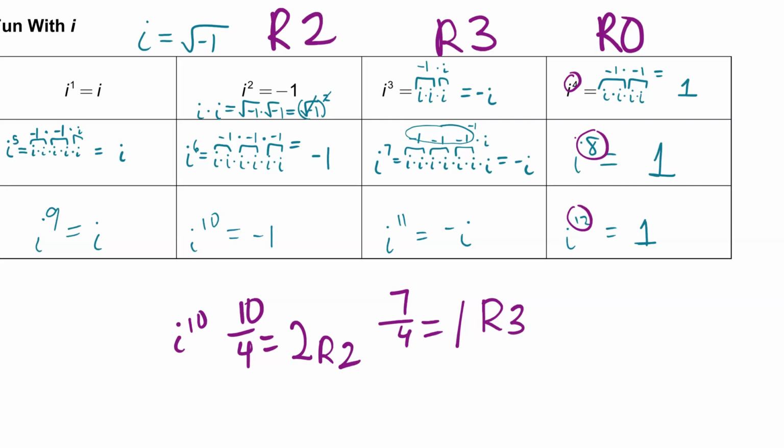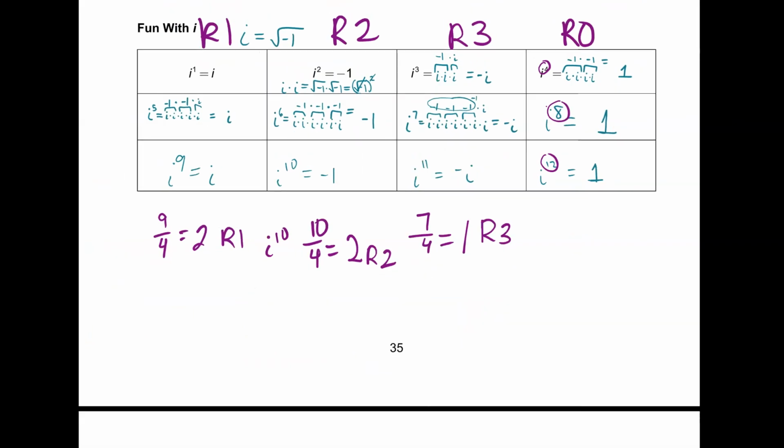And if I take something in the first column, 9 for example, 9 divided by 4, 4 can go into 9 2 times, and how many remainder? 1. So I could give you any exponent, and depending on what the remainder is, you know which column it goes into.